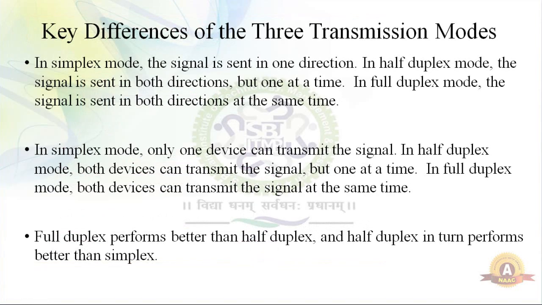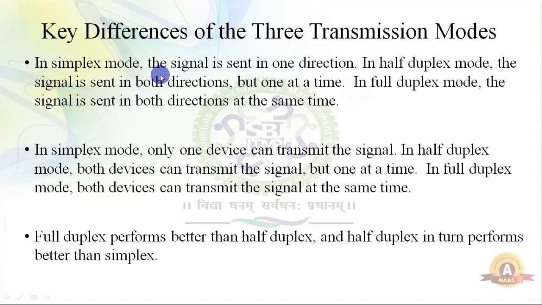Now we discuss the key difference of the three transmission modes. This is very important. Many times in the exam this question will be asked on how we can differentiate these three things. So the first thing is that in simplex mode the signal is sent in one direction. In half duplex mode, the signal is sent in both directions but one at a time. In full duplex mode, the signal is sent in both directions at the same time. So this is the difference in how the signal is sent from one device to another device.